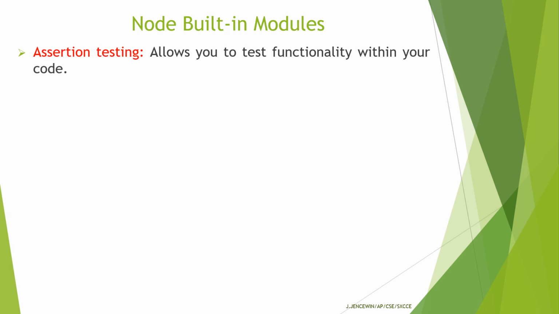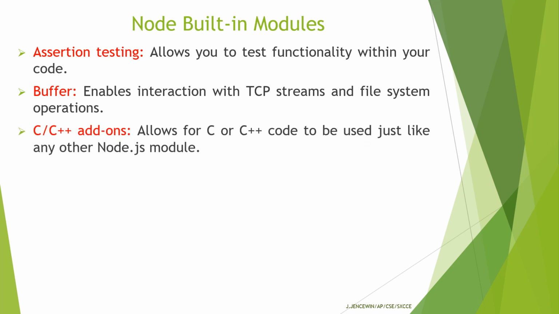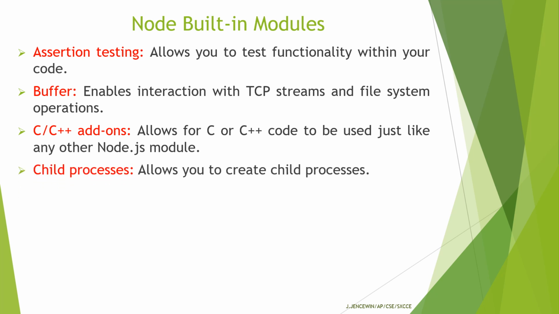The first one is assertion testing. This uses the module assert, which is used to verify the code behavior during development. So this is used to test the functionality of code during development. And the second module is buffer. This is mainly used to handle raw binary data. And the third one is C++ add-on. This allows C or C++ code to be easily integrated with Node.js modules.